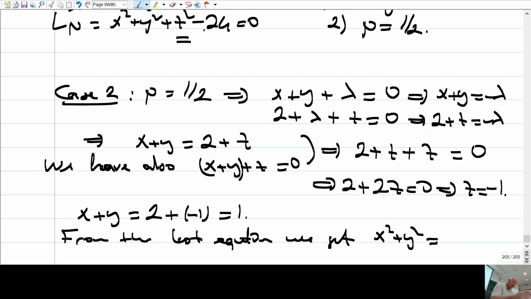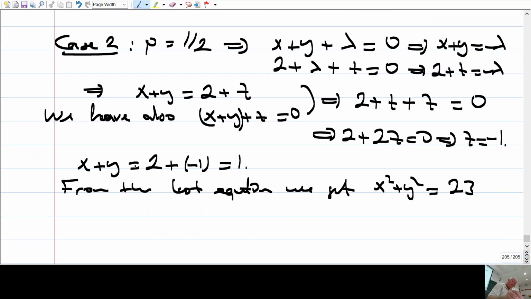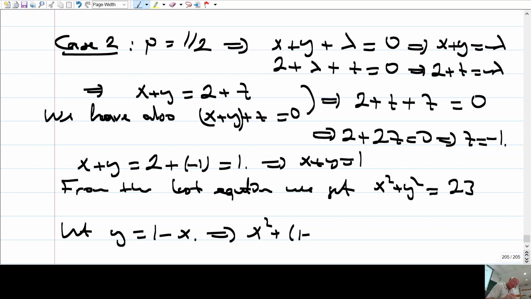This is 1 minus 24, minus 23. So we have this. So I have these equations: x plus y equals 1 and x squared plus y squared is equal to 23. Alright, so let y equals 1 minus x from this and plug it into the equation. So we get x squared plus (1 minus x) squared is 23.